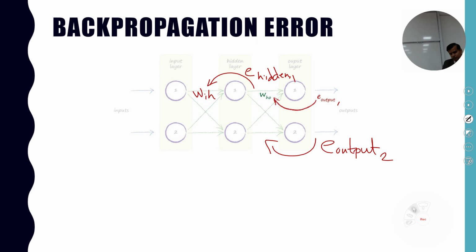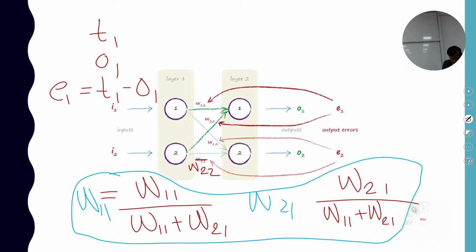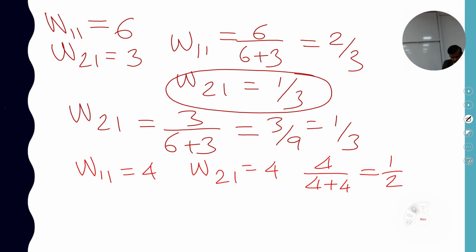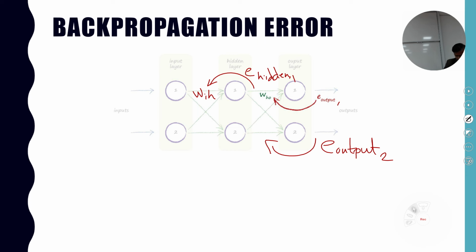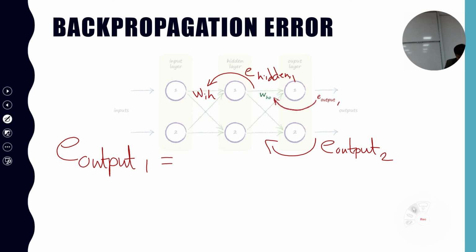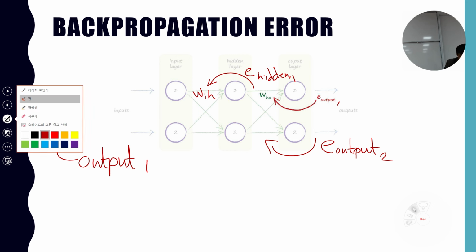So in this particular process, we take a fraction of the output error. We did that here. We took fractions of the output errors. Say, for example, we take the fractions, say E output 1. Let me write it fully.